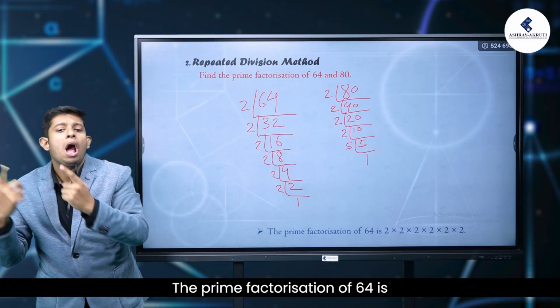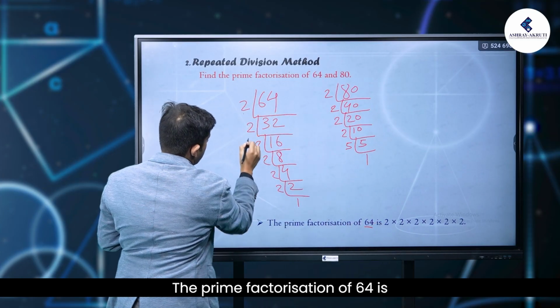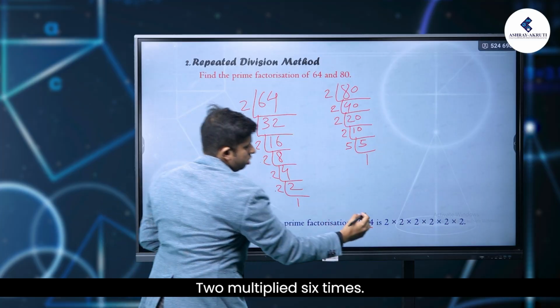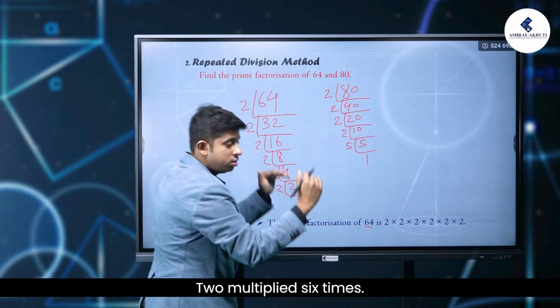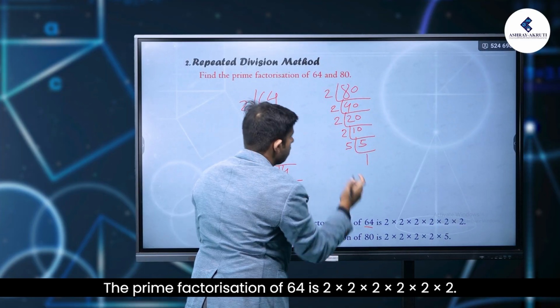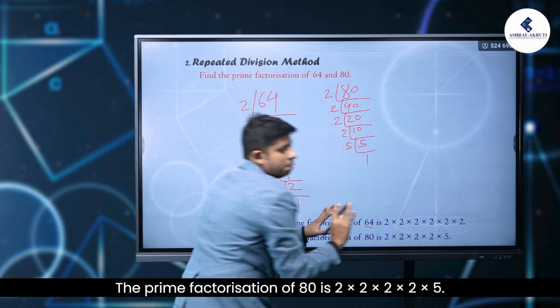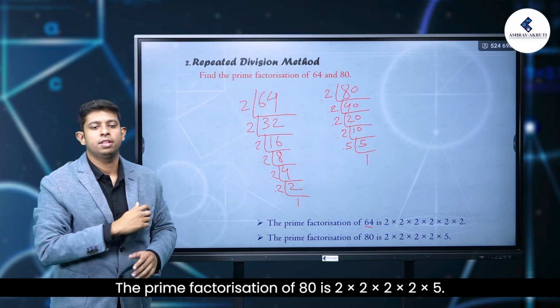The prime factorization of 64 is 2 multiplied 6 times. The prime factorization of 64 is 2 into 2 into 2 into 2 into 2. The prime factorization of 80 is 2 into 2 into 2 into 5.